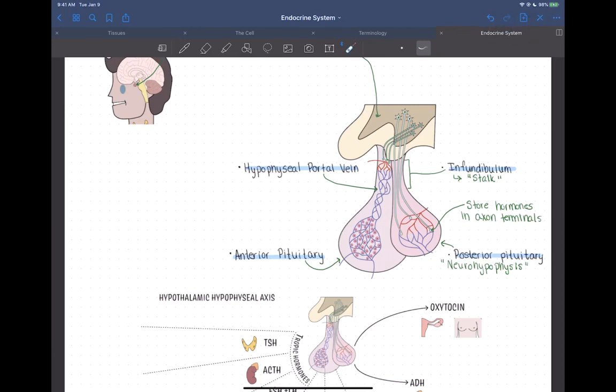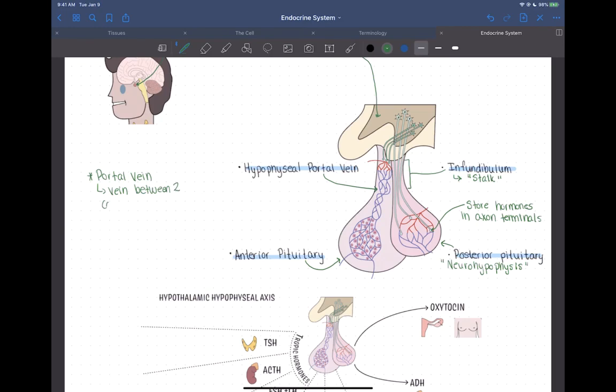And so by definition, I'm going to write this off to the side here because we're going to see this again. A portal vein is a vein between two capillaries, between two capillary beds.